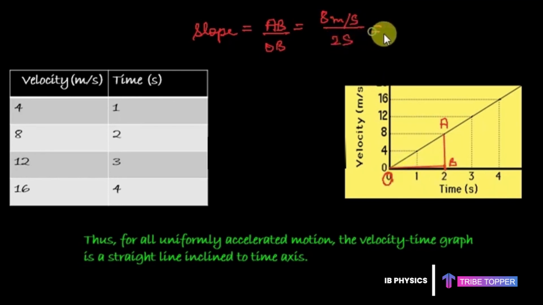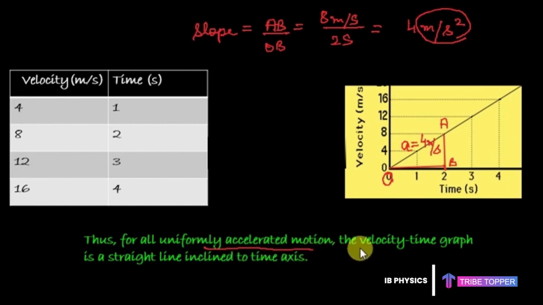So you get 4 meter per second square, and again the unit clearly indicates that this is giving you an acceleration of 4 meter per second square, and you can find out for any of the regions the slope you will get will be 4 meter per second square. Therefore this is a uniformly accelerated motion, that is the velocity is changing but the acceleration is constant, and that is 4 meter per second square.